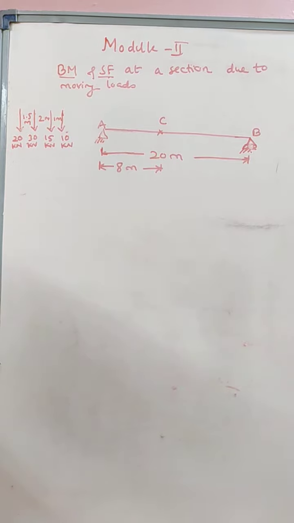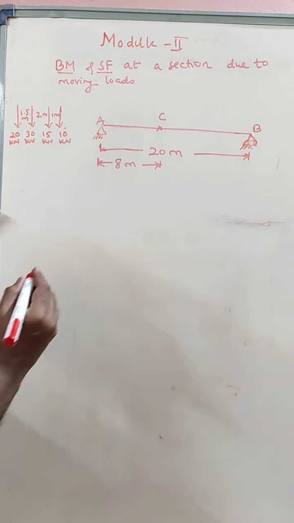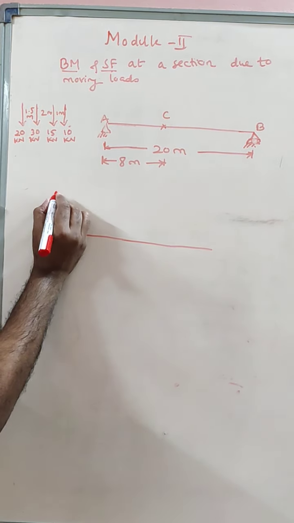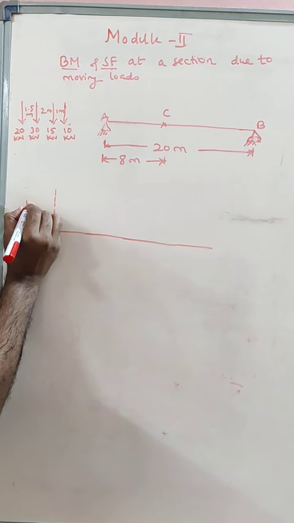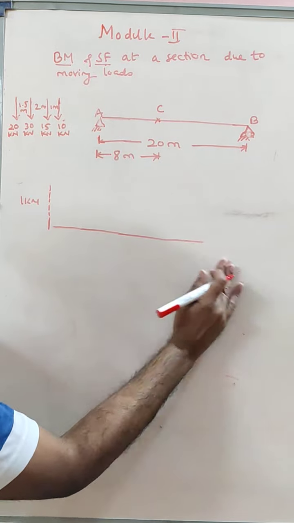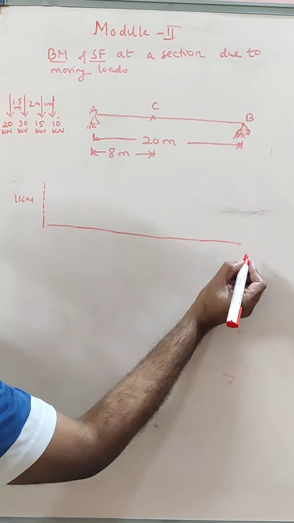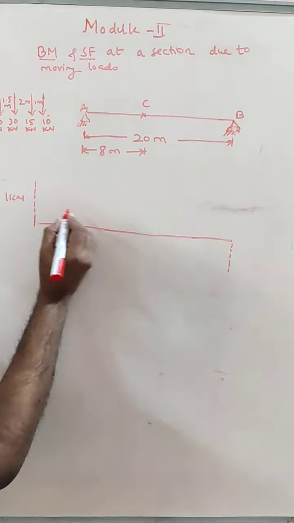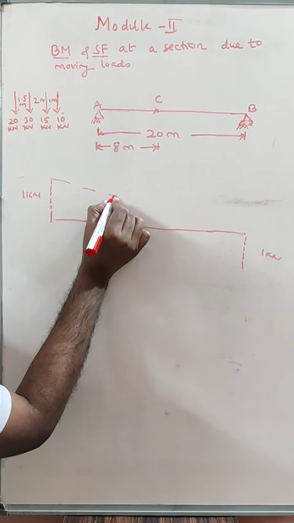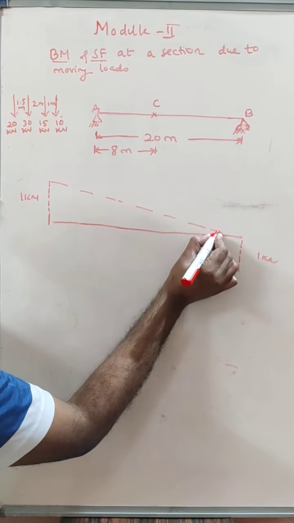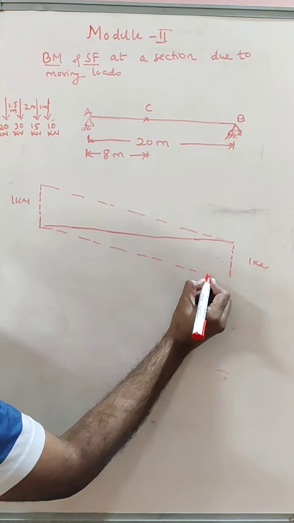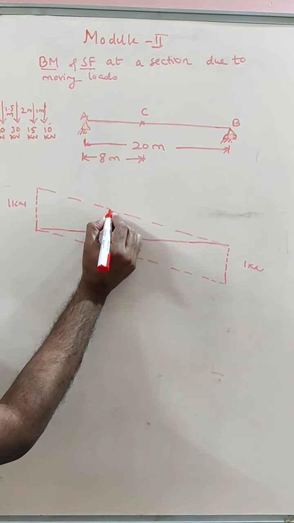Now we will find out the maximum negative shear force at C. For that, again the same procedure: draw the influence line diagram for shear force at C. Draw the horizontal line, erect 1 kilonewton up and 1 kilonewton down, and join this. This should be the procedure for drawing the influence line diagram for shear force at any section C. Keep this in mind. You will be doing it again and again, and such questions are very sure to come in the examination.